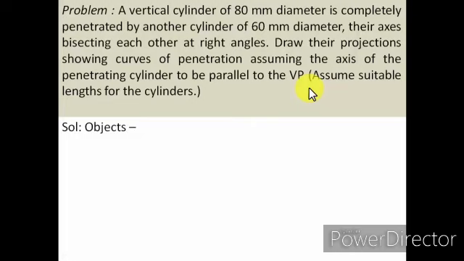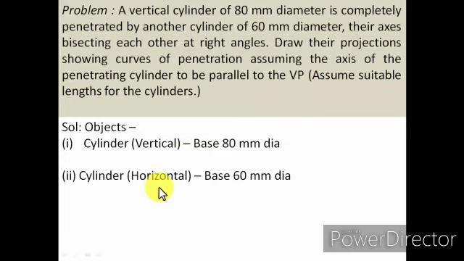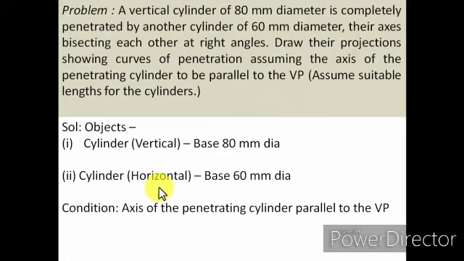Alright, so there are two objects. One is a vertical cylinder, whereas the other one is a horizontal cylinder. Now the lengths of these two cylinders, I'm going to assume to be equal to 120 millimeters. You can note that down because that is something that I'm going to be using in my drawing. Now the condition is the axis of the penetrating cylinder is parallel to the VP. So anything which is parallel to VP, its top view is going to be parallel to the XY line.